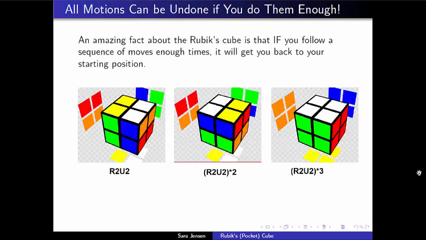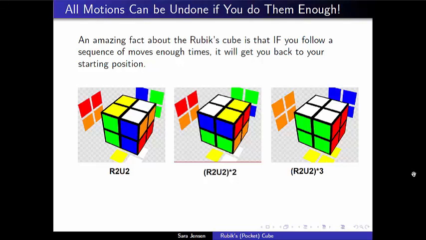Now here's an amazing thing about the Rubik's Cube that is also very helpful. We went over earlier that if I had done an upper turn followed by a right turn and I wanted to undo that, one way is by reversing the right turn and then reversing the upper turn. But if you get lost in a sequence of moves and don't want to think through how to backtrack in that particular way, any collection of moves that you do on a Rubik's Cube can be undone if you just repeat them enough times, which is amazing.